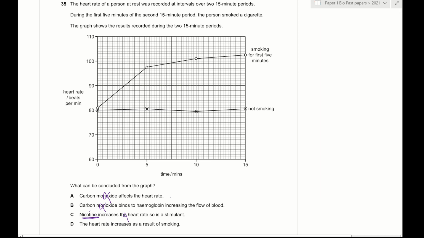For D, the heart rate increases as a result of smoking. Yes, here we have the person smoked, and we could see that the heart rate starts to increase as the person starts to smoke. So this is the only assumption that we can make from this graph, and the answer is going to be D.